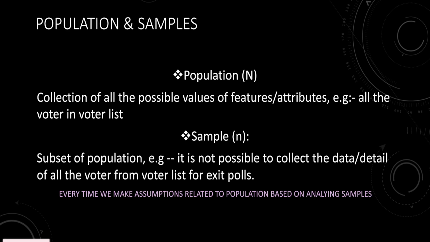that the sample we have should have 50% female and 50% male. A sample is denoted by small n, where small n is the total number of records in the sample.